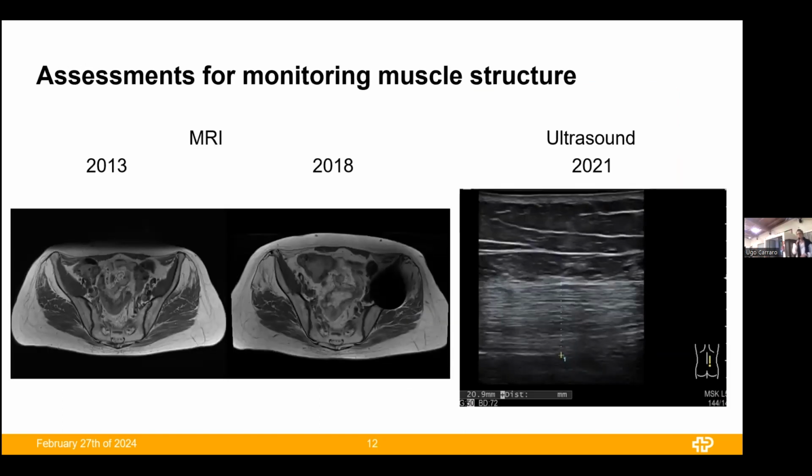The assessments we use for monitoring the muscle are both MRI or ultrasound. Ultrasound is quite quick to do, but in the MRI, I found it very interesting to see that here, if you look at this part, within 5 years of the progression of the disease, we see that more and more the muscle is infiltrated with fat.